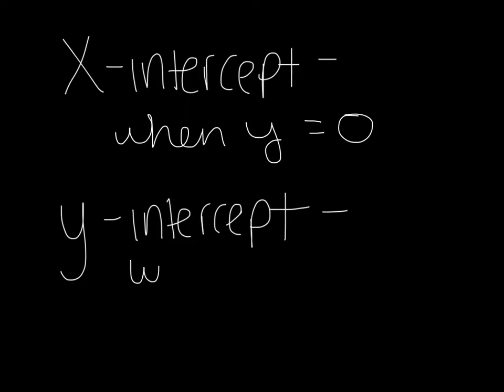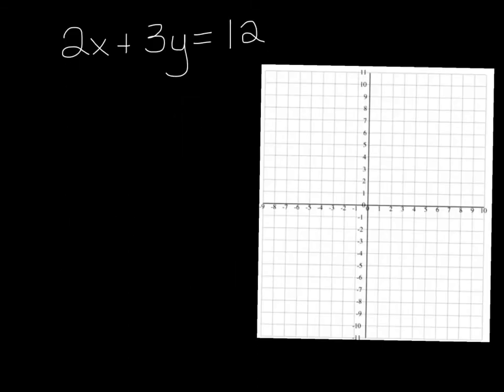Okay, and the y-intercept is when x equals 0. Because that is going to be on the y-axis, so we don't go left and right at all. Same thing for the x-intercept, it's going to be on the x-axis, so y is going to be 0 because we're not moving up and down at all. Alright, so let's actually look at an example here. What I want us to do here is find the x and y intercepts and then graph it.